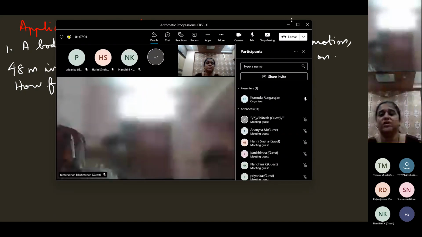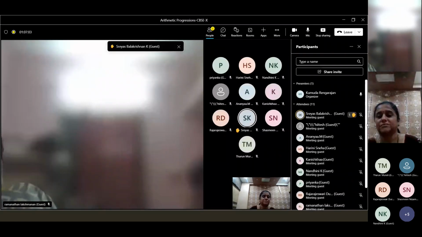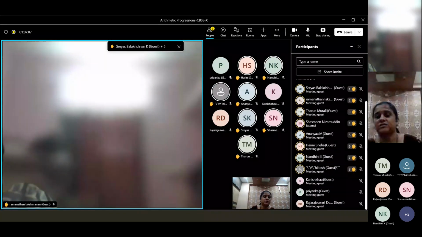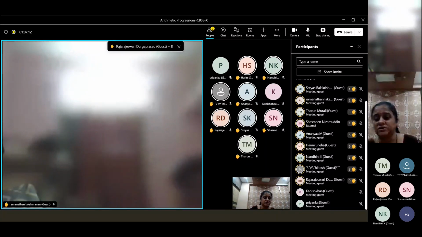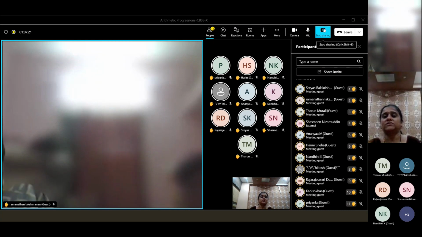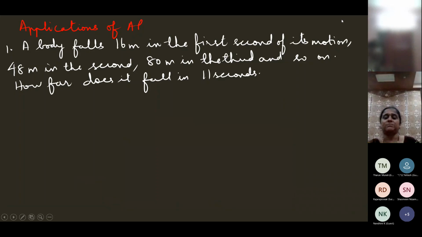Class, use the emoji, raise your hand. Shreyas, Ramnathan, Tarun Murli, Sashmin, Ananya, Harini, Sneha, Nandini, Hitesh, Rajeshwari, Kanishka and Priyanka. All children, very good. Very nice. Yes, please work.